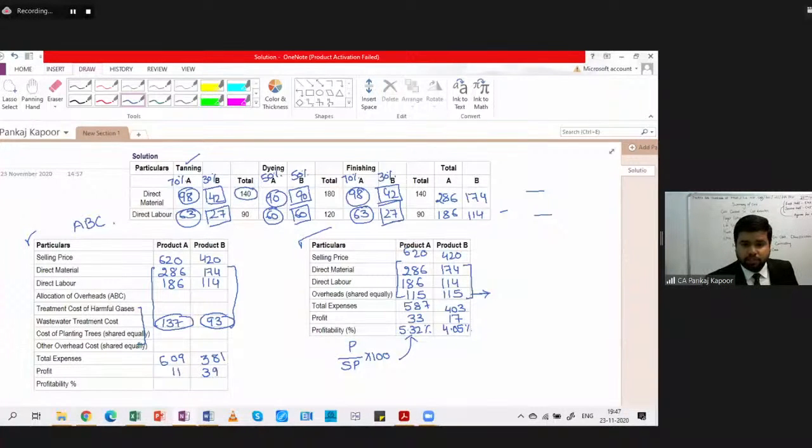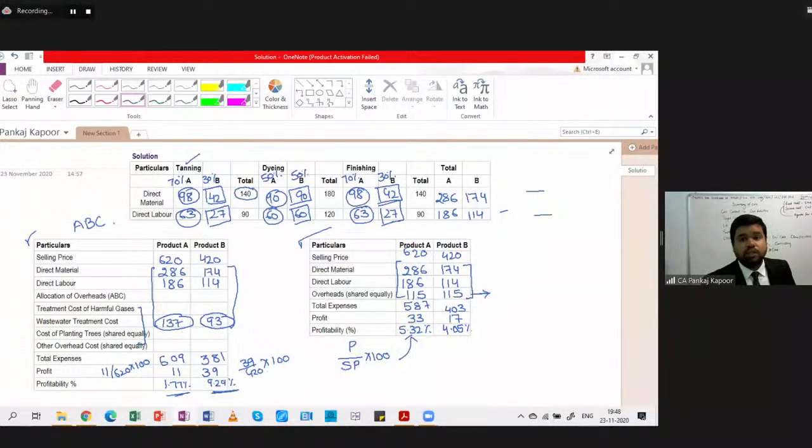Similar way, now calculate the profitability ratio as well. That will be 11 by 620 into 100, then 39 by 420 into 100. It will be 1.77 here and 9.29 here.